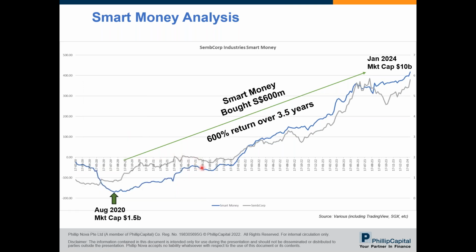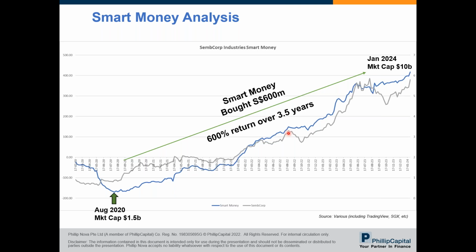I hope you all can see the laser pointer that I've just added. Between July 2021 to September 2021, a period of about 2 months, the smart money are selling. As the smart money sell, the share price comes down. Then after September, as the smart money buys, the share price goes up. You can see that since August 2020, smart money has consistently been buying Sembcorp Industries, and as they buy up Sembcorp Industries, the share price generally goes up as well.